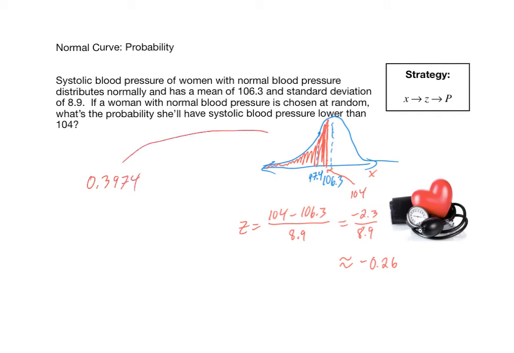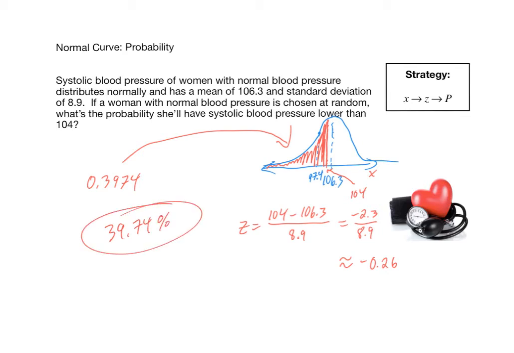And recall, with our picture, we know we want the area to the left. So this is our probability. We do not need to do any sort of additional computation. So the likelihood she will have a blood pressure lower than 104 is 39.74%.